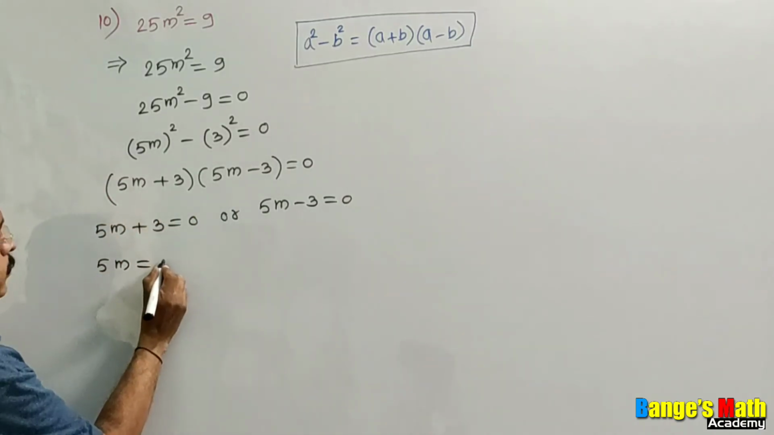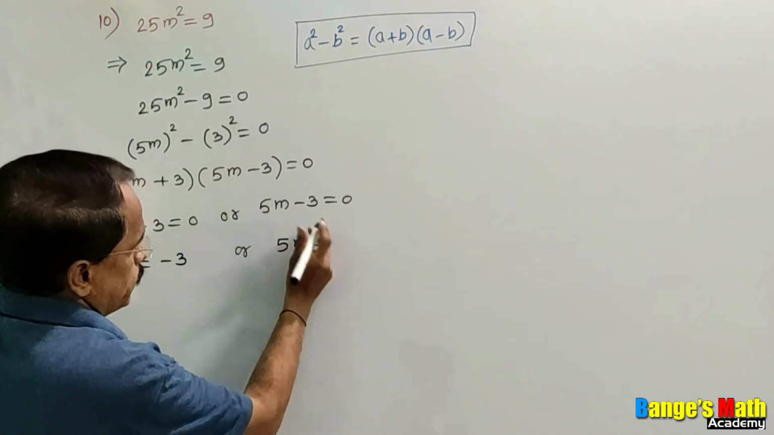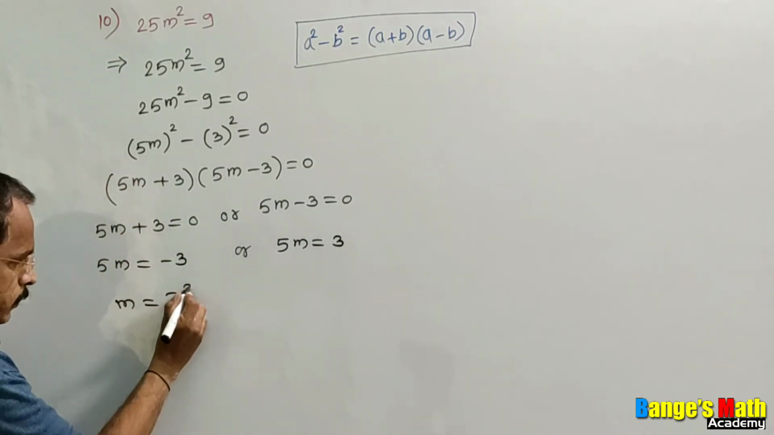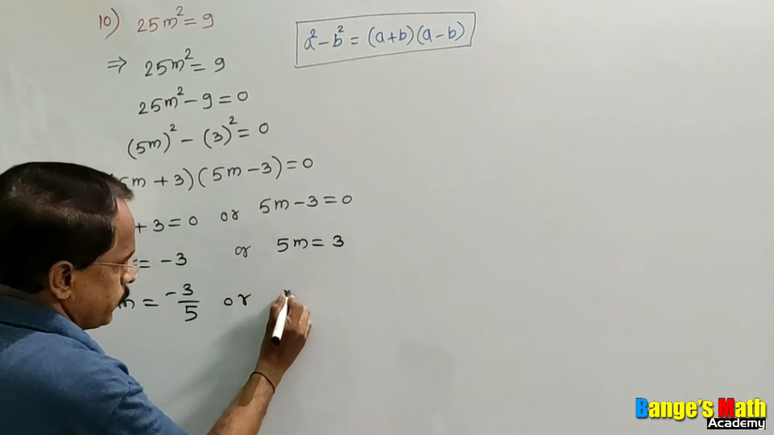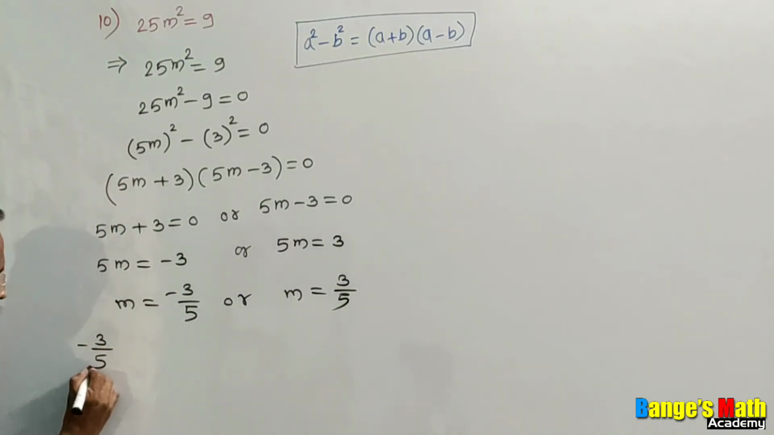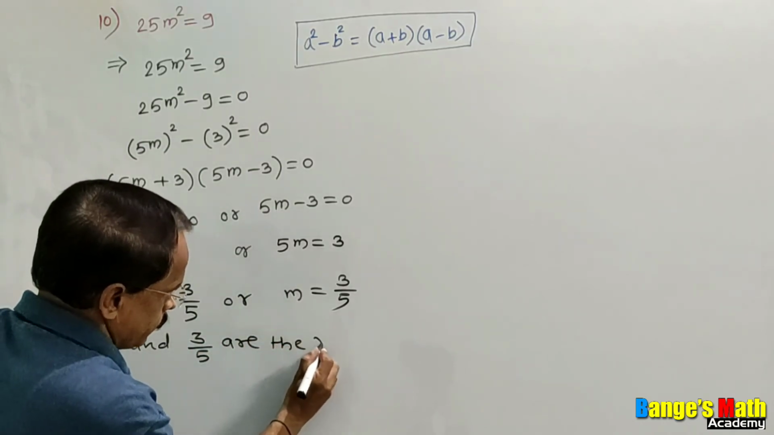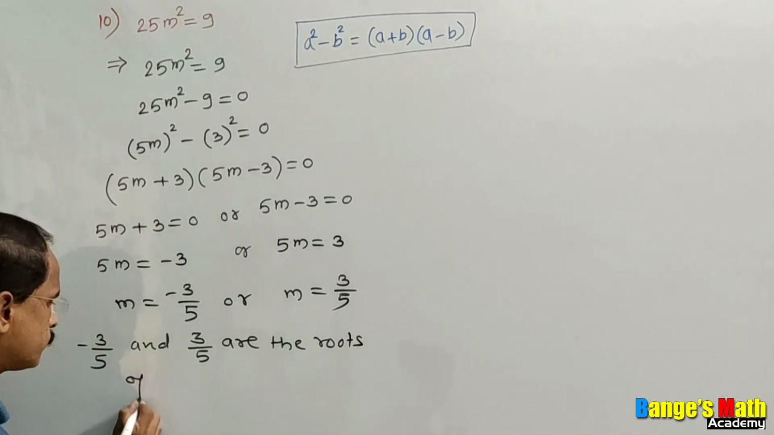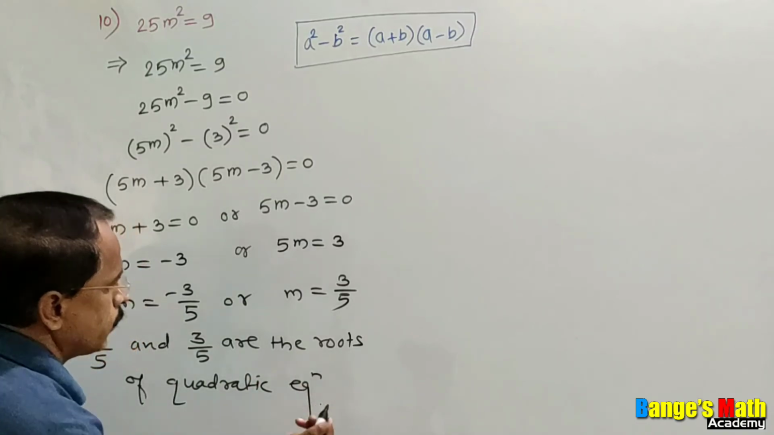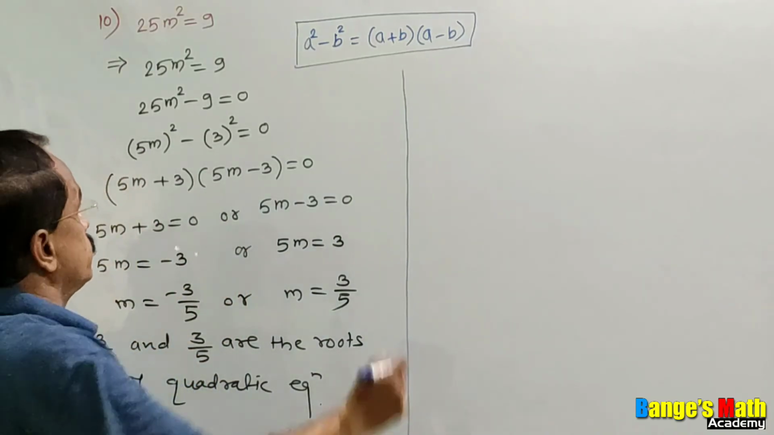5m is equal to, transferring plus 3, it becomes minus 3. Or 5m is equal to, transferring minus 3 to the RHS, 3. Then m is equal to minus 3 upon 5, or m is equal to 3 upon 5. So minus 3 upon 5 and 3 upon 5 are the roots of the quadratic equation.